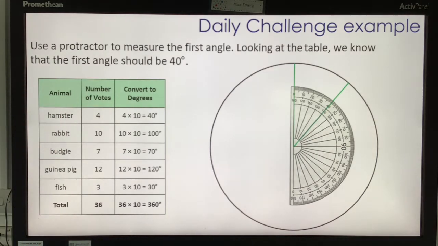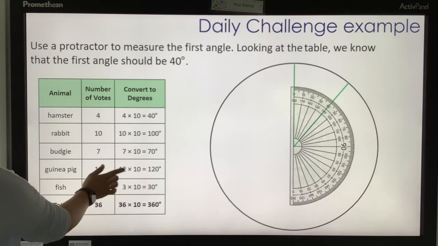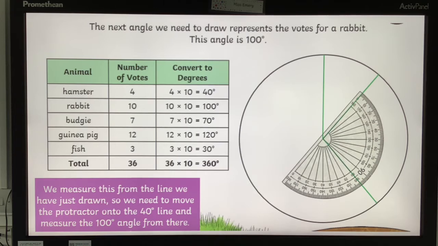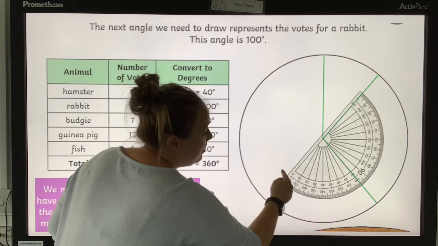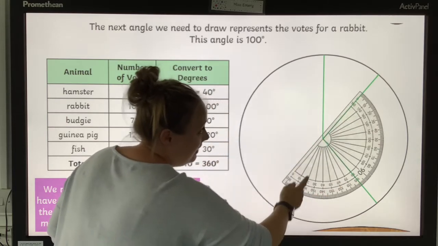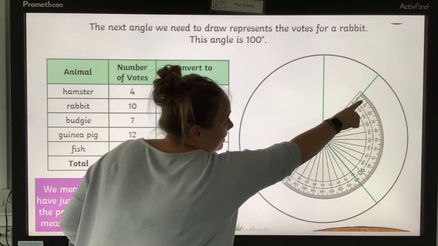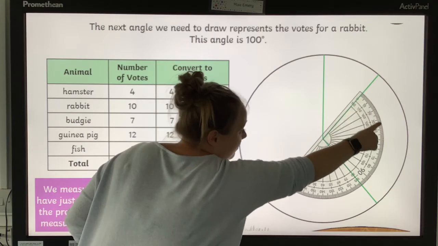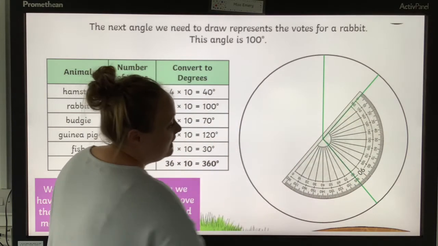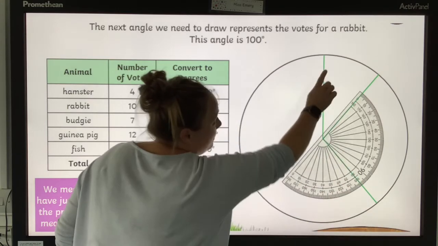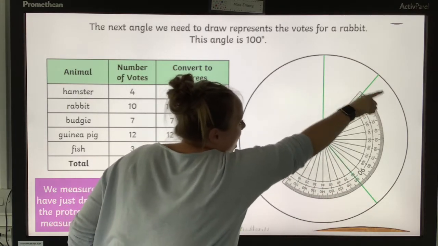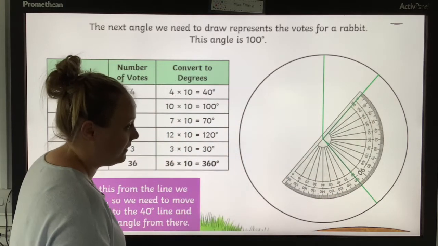So who can think about what we do to our protractor after we've drawn our first segment? So what do we do to it? We move it. We now have a new 0 line. So we go to the end of our 40 degree line and we place our protractor there. We then know that that is our 0, 10, 20, 30, and we count round until we get to 100. And then we draw our new line at 100 degrees. So we've got 40 degrees here and 100 degrees there.